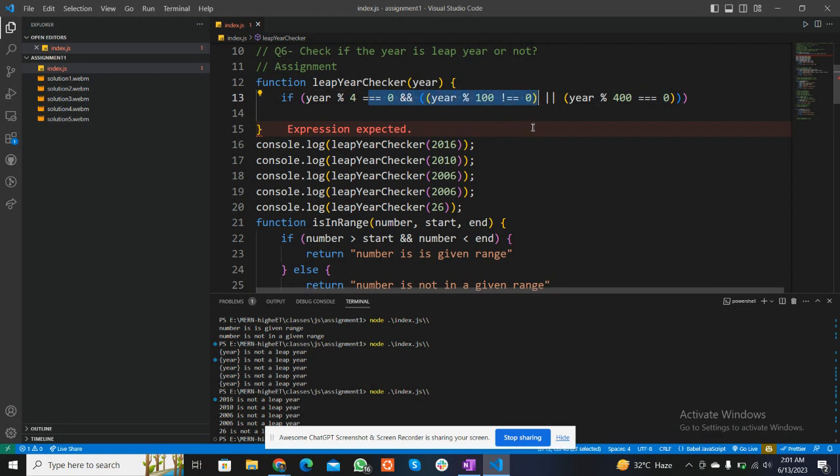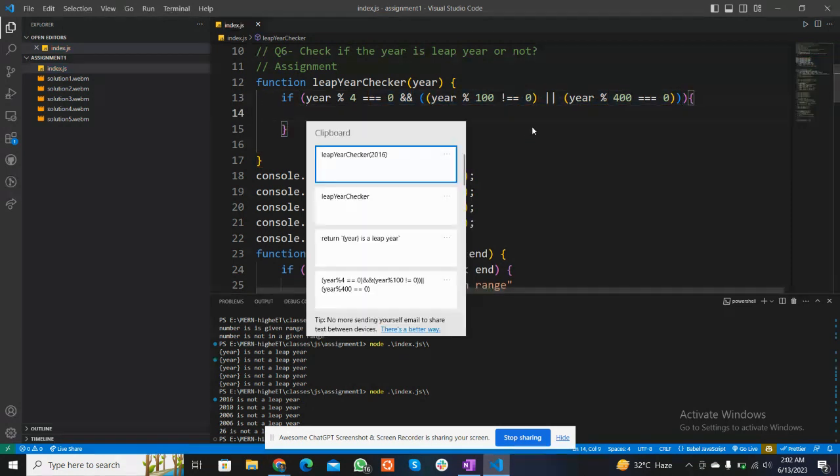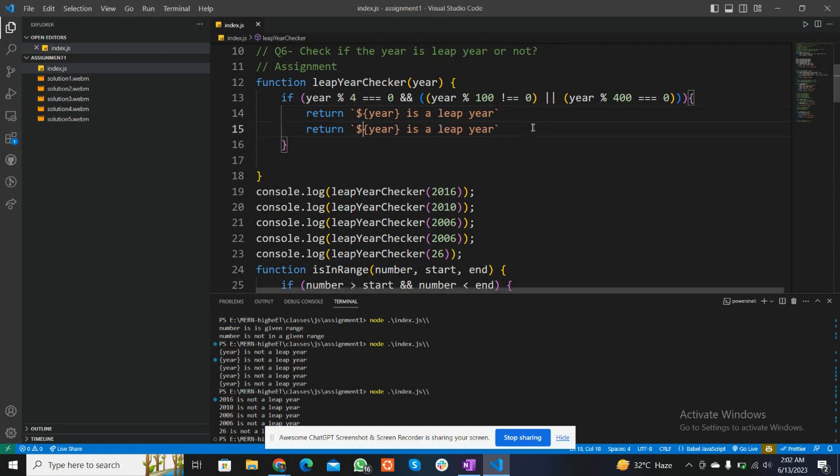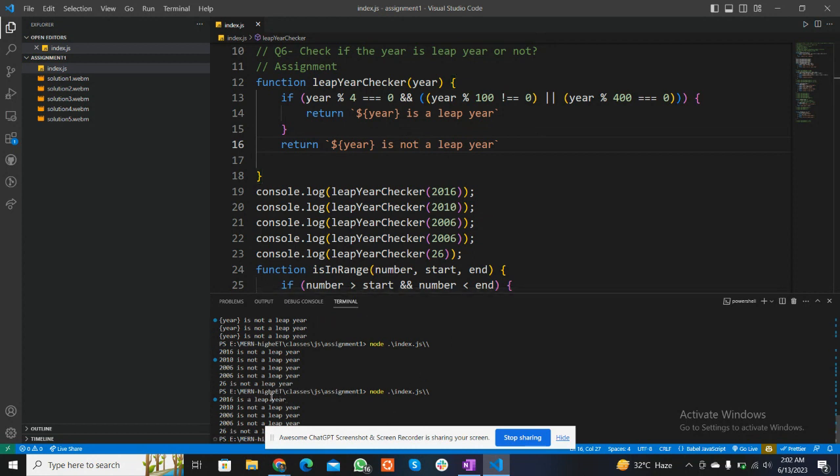Then we can write here the return statement, and the return statement is basically that it is a leap year. Otherwise, it is not a leap year. So let's run for the cases. It is saying that 2016 is a leap year, then 10 is not a leap year, it's not a leap year.